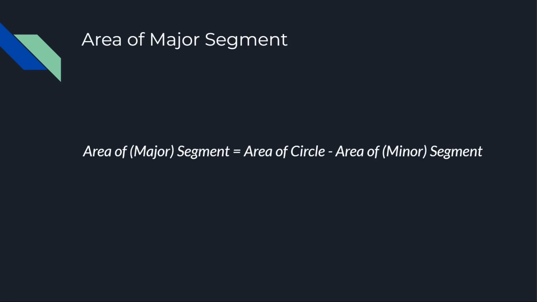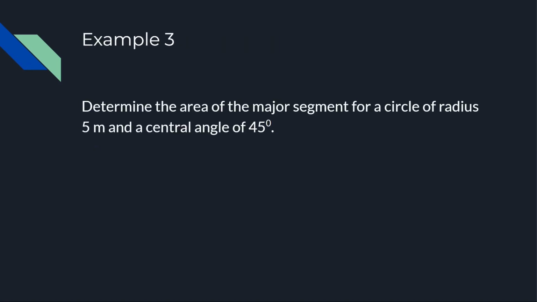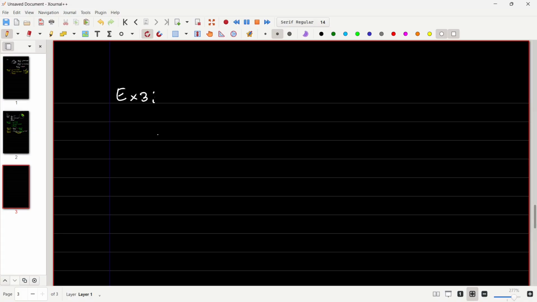To determine the area of a major segment now, we just simply subtract the area of the minor segment from the area of the circle. And let's try it with this formula. Determine the area of the major segment of a circle of radius 5 meters and a central angle of 45 degrees. Let's first draw a diagram.